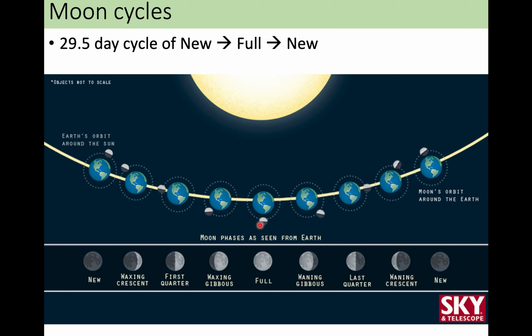As the moon now makes its way halfway around its orbit to the other side of the Earth, the whole side of the moon that we can see from Earth is illuminated. So that is a full moon. As the moon continues rotating around, we go through the waning gibbous, the last quarter, the waning crescent, and back around to a new moon.